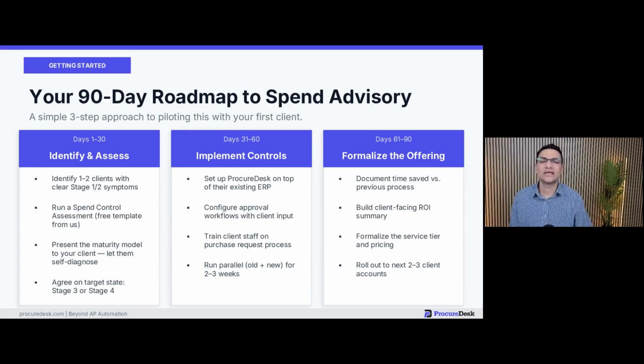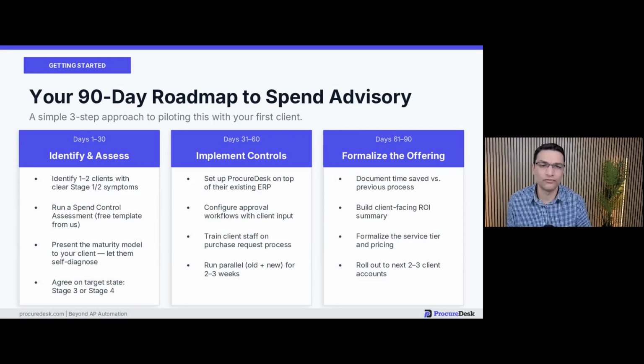Day 31 to 60 is where we can help set up all this in ProcureDesk. So there's no need for you to worry about how I'm going to set all this up. We'll take care of everything for you. And we'll talk more about that in detail. You're configuring approval workflow with client inputs in terms of how they want to control spending. And we'll train the client staff on the purchase request process. Sometimes clients really want to benchmark the time they were spending before and after, so you will run old and new to baseline or benchmark their timelines.